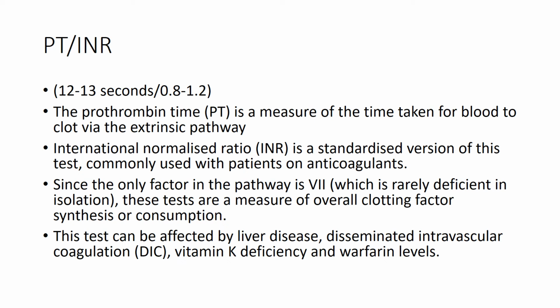Prothrombin time and international normalized ratio. These are one of the tests to check the bleeding properties. The normal PT and INR is between 12 to 13 seconds and 0.8 to 1.2. The prothrombin time is a measure of the time taken for blood to clot via the extrinsic pathway.